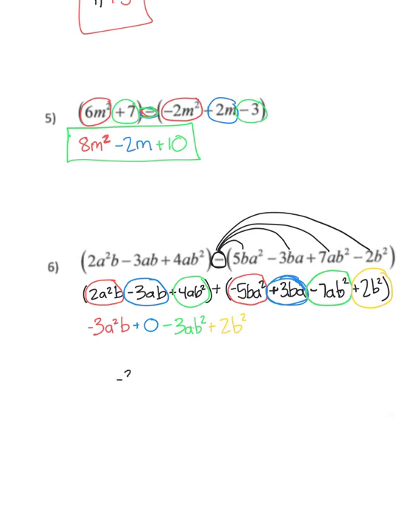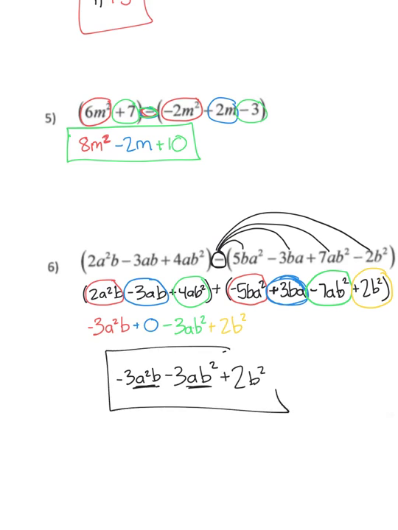So that makes my final answer negative 3a squared b minus 3ab squared. Now careful, look at the difference here. The squared is on the a and here the squared is on the b. We've got to watch out for those because we can't combine them, because they're not the same variables. Plus 2b squared. That's my final answer.